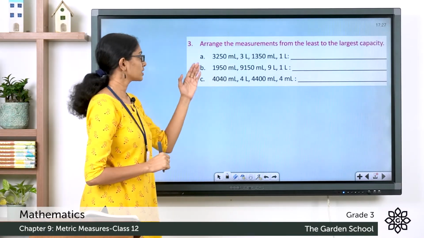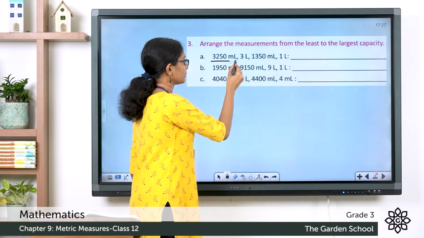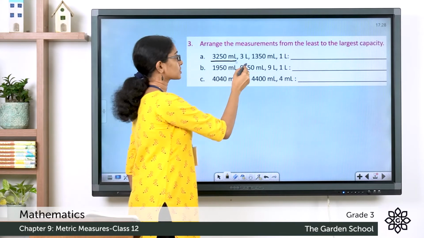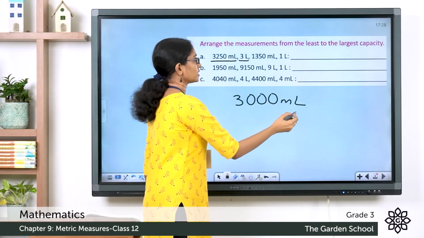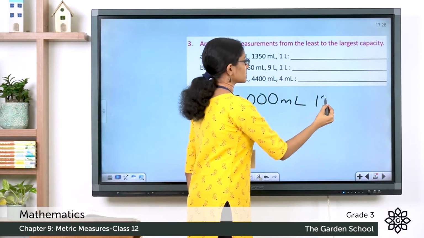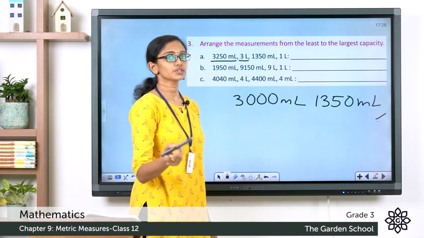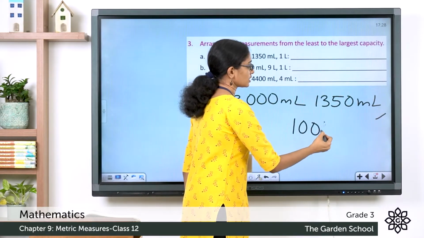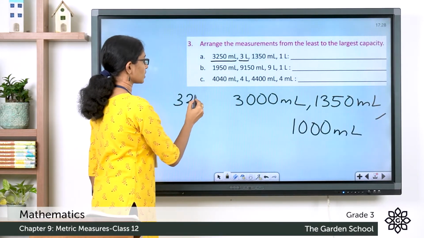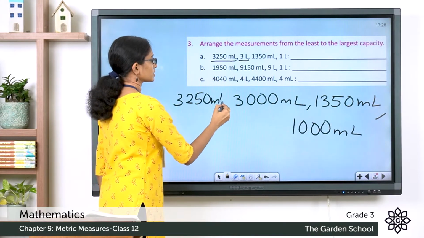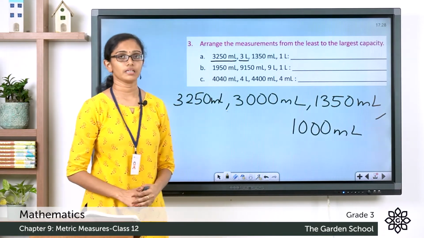So the first one, question A, the first measurement we have here is 3250 milliliters. The second we have 3 liters, which is equal to 3000 milliliters. Next we have 1050 milliliters, and then we have 1 liter, which is equal to 1000 milliliters. So the given measurements are 3250 milliliters, 3000 milliliters, 1050 milliliters, and 1000 milliliters.